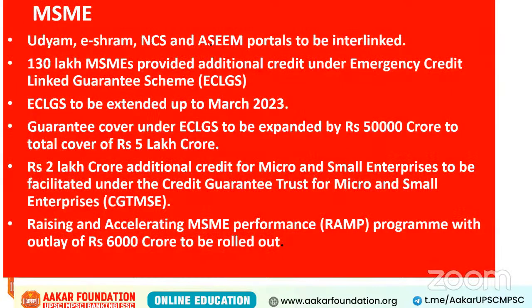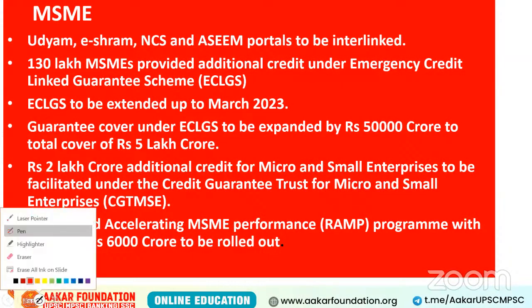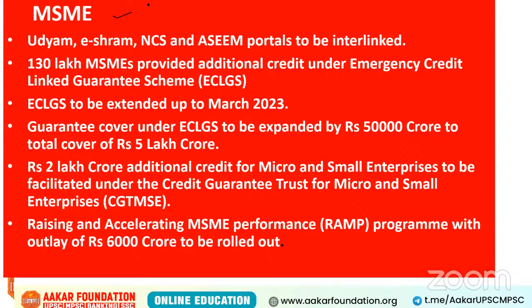Okay, then let's move to the next pillar of inclusive development, which is giving importance to MSMEs. They contribute approximately 30% of the gross domestic product, and 40% of exports come from the MSME sector. They provide employment to a large section of the population, particularly semi-skilled and unskilled people. So the budget has made provisions taking into account its importance. Under the inclusive development pillar, the Udyam, eShram, NCS and ASIM portals will be interlinked. 130 lakh MSMEs to be provided additional credit under the Emergency Credit Line Guarantee Scheme.